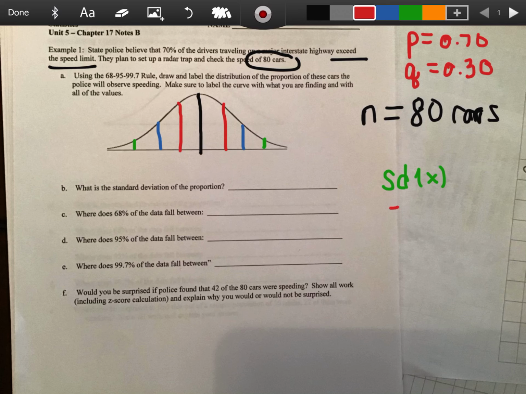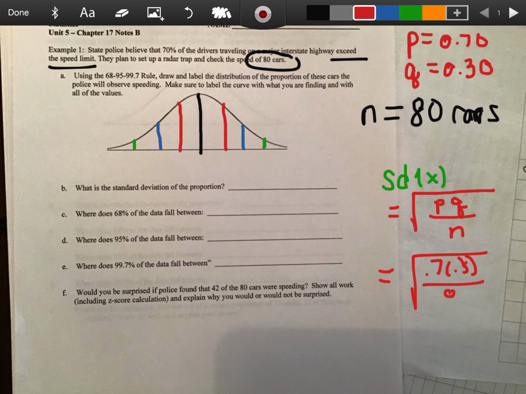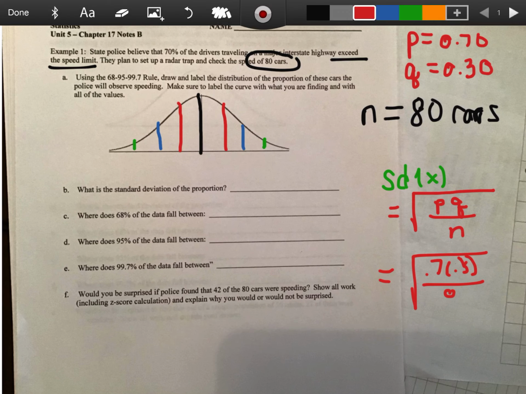So when I go to find my standard deviation, I know I'm doing P times Q all over N, which in this case is 0.7 multiplied by 0.3, sorry for the messiness, I never got my pencil, all over 80. So if you guys would take a second and either pause this video or type that in your calculator, make sure that you can do the same calculation that I'm doing up here.